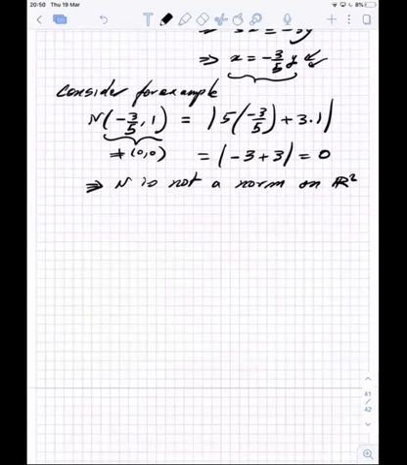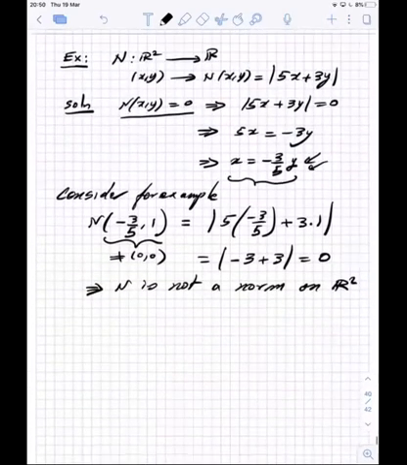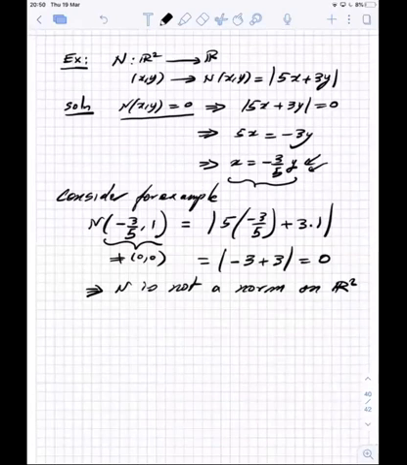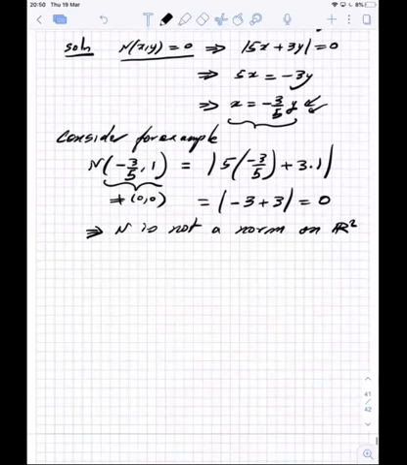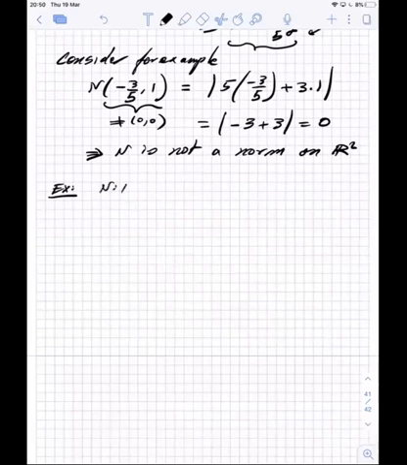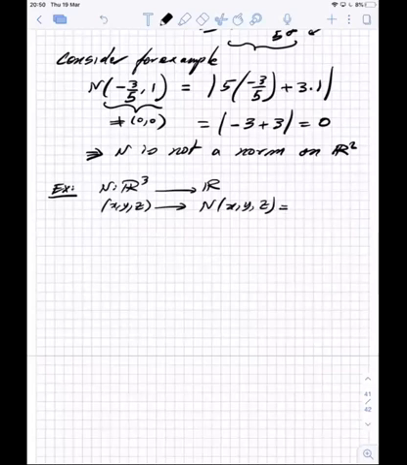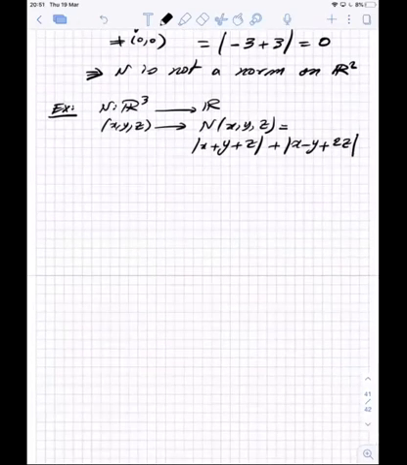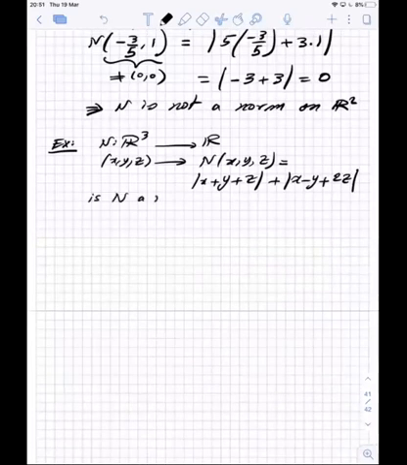Okay. So this application is not a norm, because I found a vector different from 0 0 whose norm equals 0. Of course, here the property n1 is not true. The last example we will give, we also want to check whether this application is a norm or not. I take n from R3 to R that to every x, y, z associates n of x, y, z equals the absolute value of x plus y plus z plus the absolute value of x minus y plus 2z. And I also want to verify: is n a norm on R3?